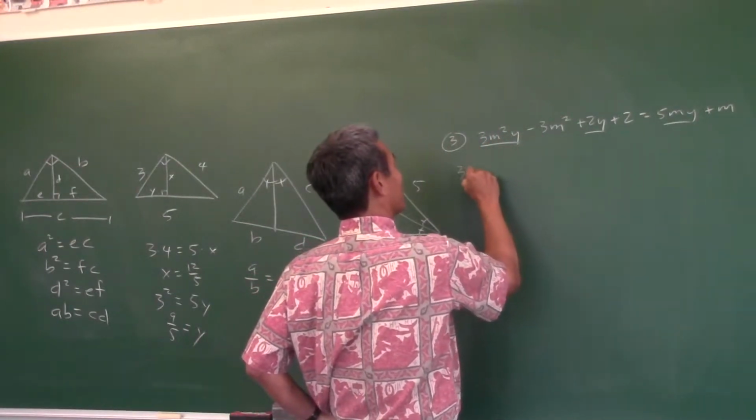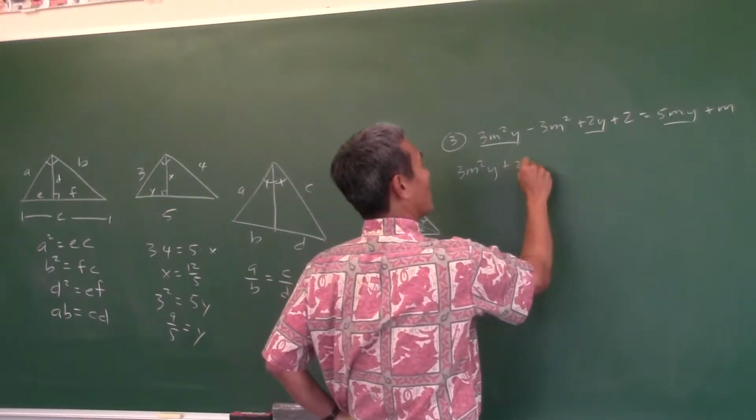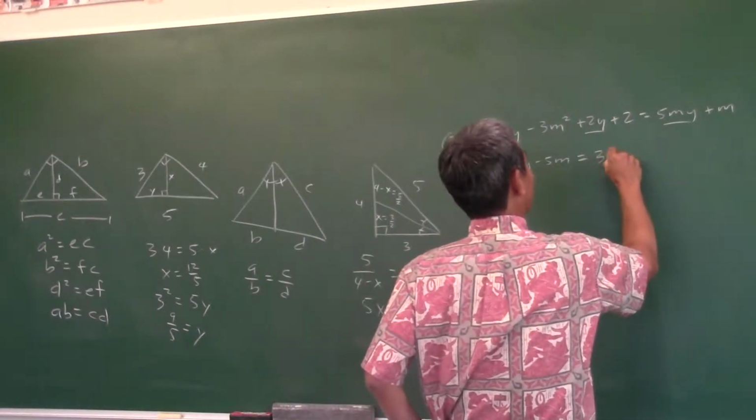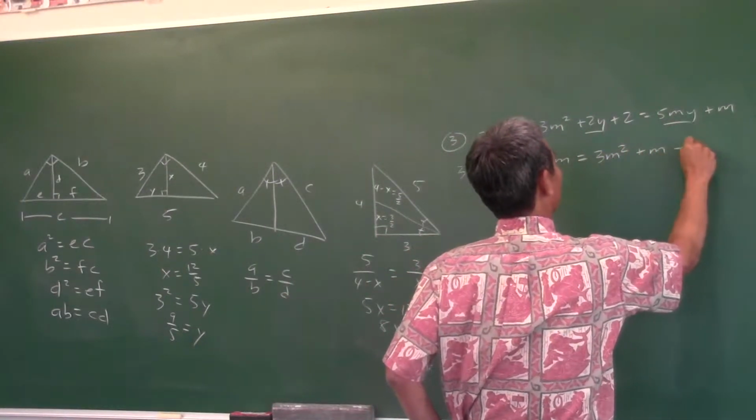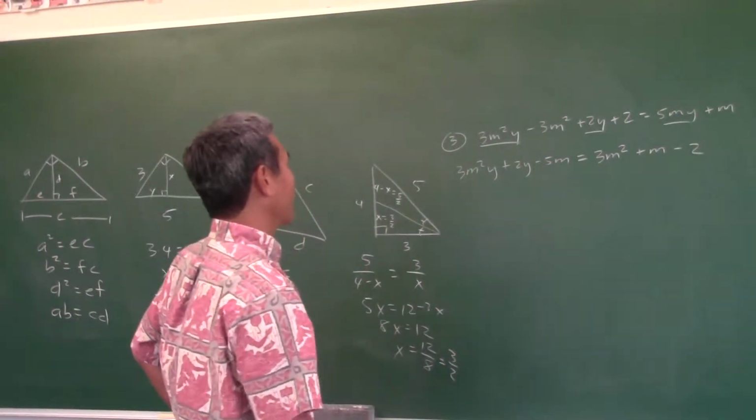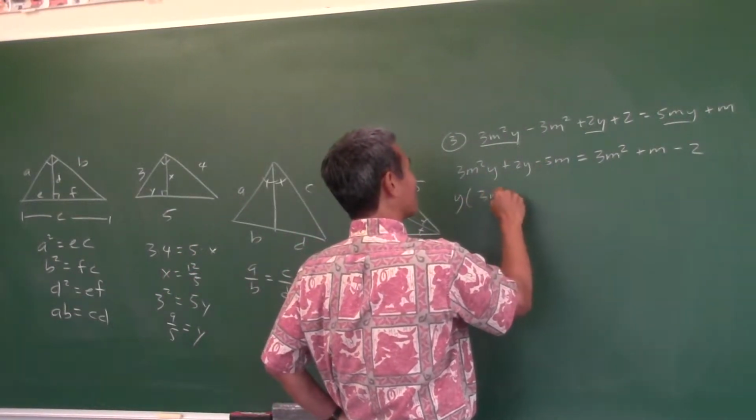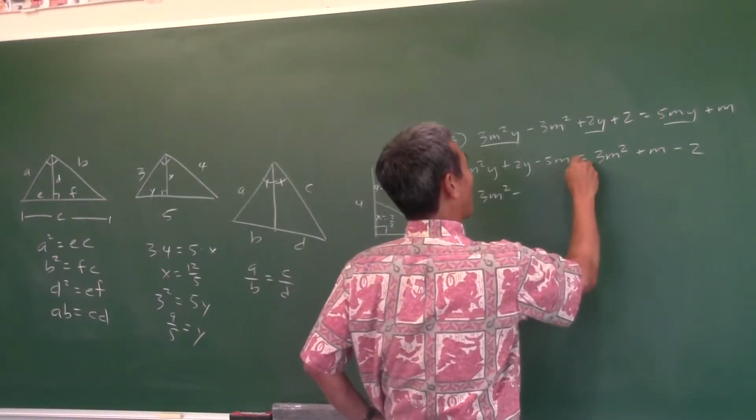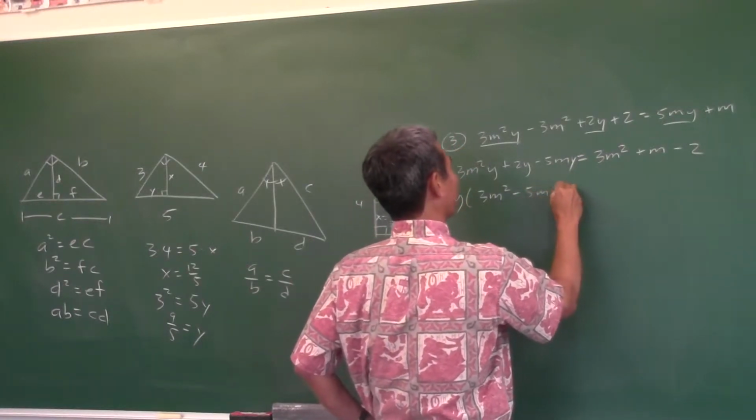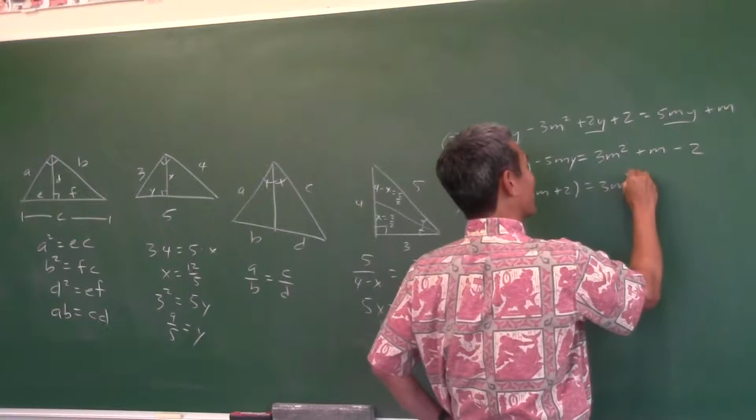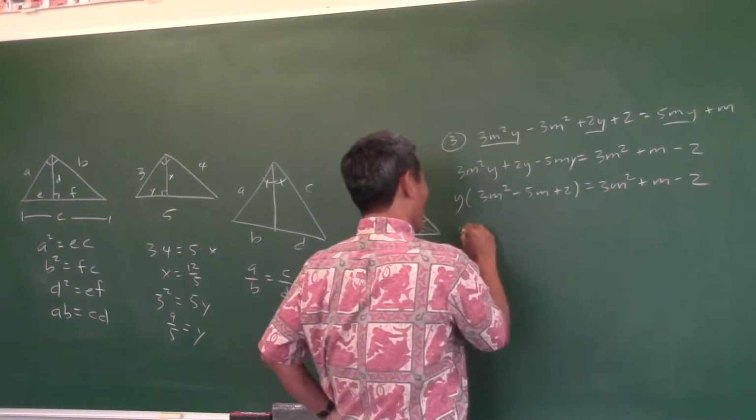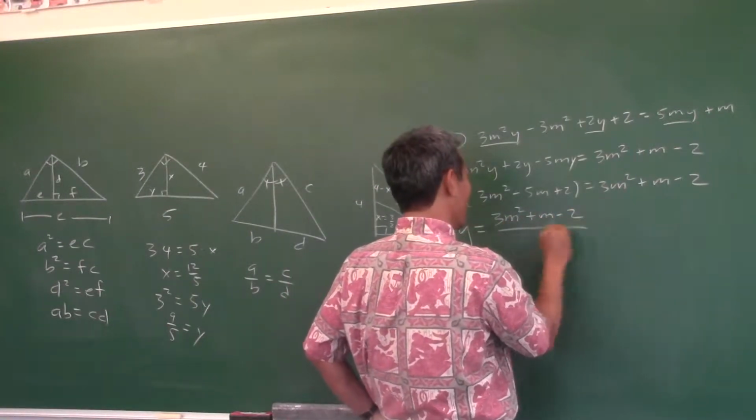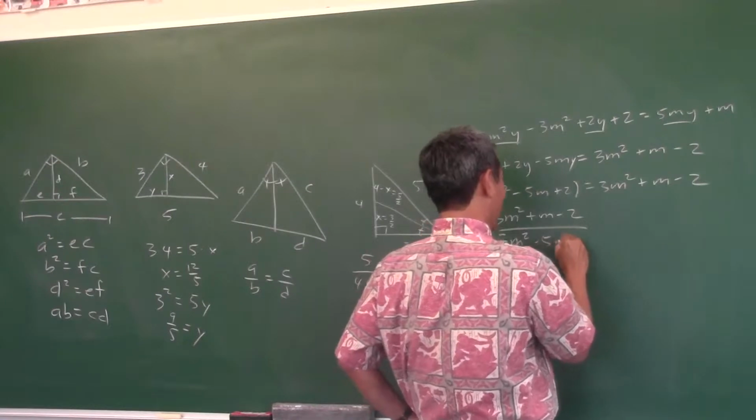So you got 3m squared y plus 2y minus 5my is equal to, and throw everything else on the other side, 3m squared plus m minus 2. Okay? Factor out the y. There's a y here, so y times 3m squared minus 5m plus 2 is equal to 3m squared plus m minus 2. Y equals, and then simply divide, 3m squared plus m minus 2 all over 3m squared minus 5m plus 2.